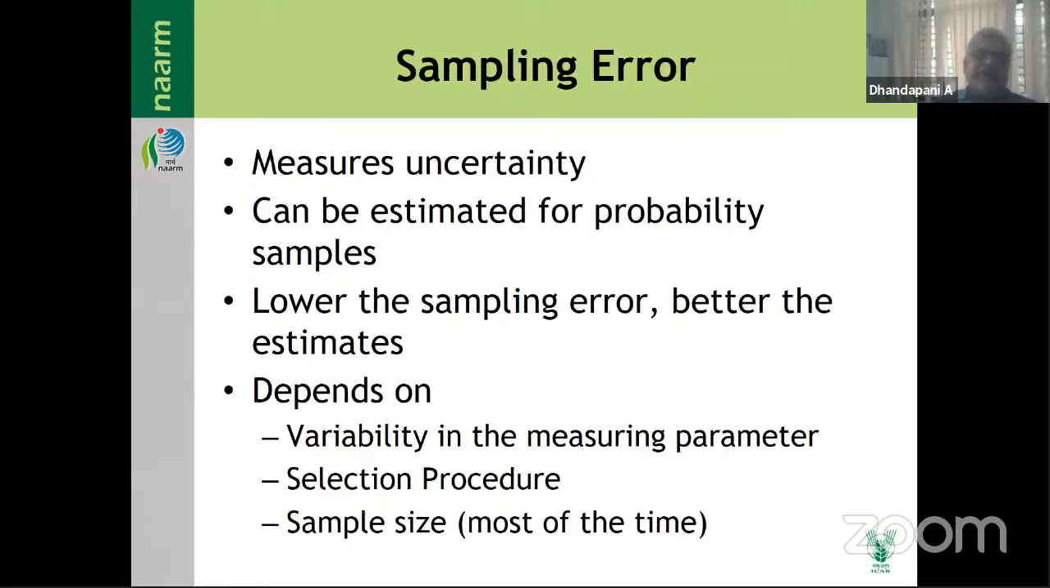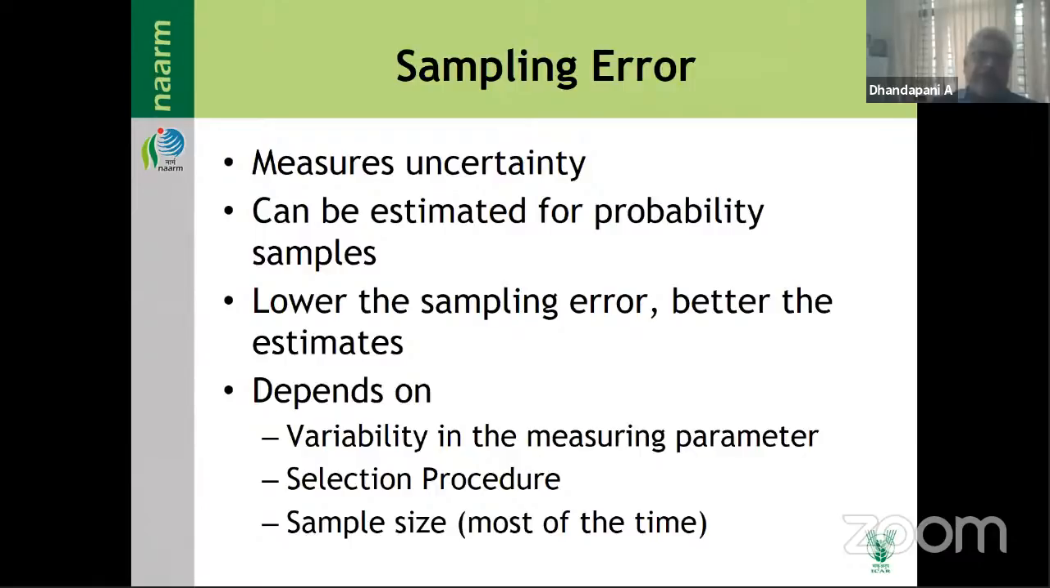So how much uncertainty can we attach? This sampling error can be estimated because we know the probability of selecting a particular unit, so we can compute it and find out theoretically what the sampling error is. We want an estimator with a low sampling error so that we get a better estimate. While selecting an estimation procedure, we evaluate the sampling error for different competing estimators, and we choose the one which has less sampling error.